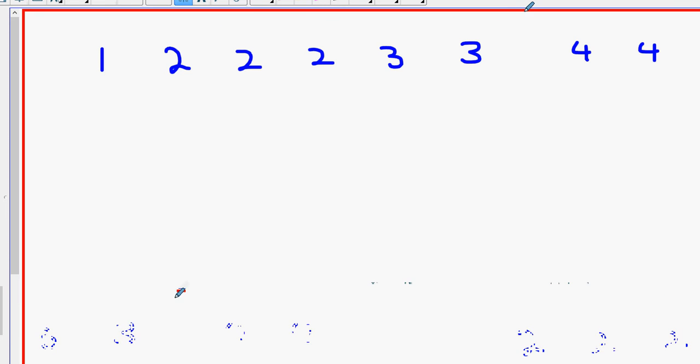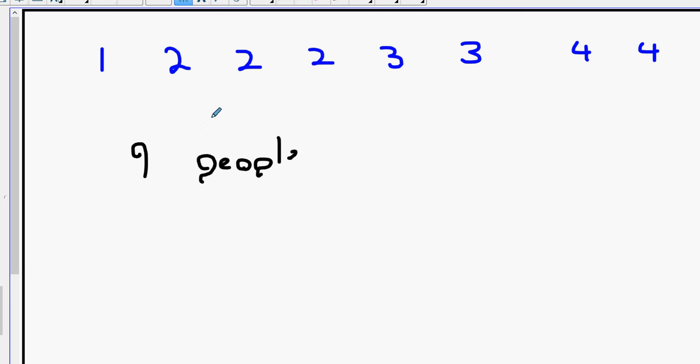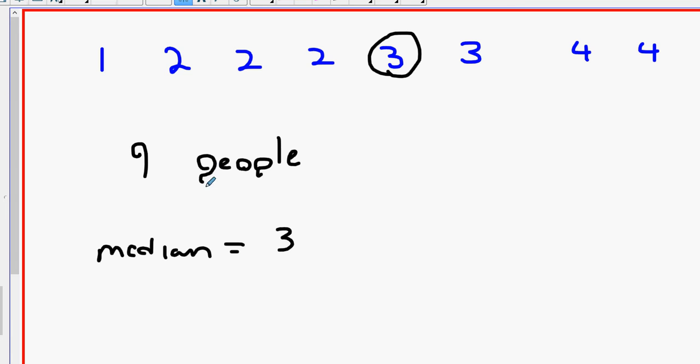Would you agree with 9 people? Is that okay with you guys? Okay. Now, because I arranged them in order of size, it's very easy to find out what the median is. What's the median, guys? It's 3, isn't it? It's the fifth person, right? 1, 2, 3, 4, 5. The median is 3. What's the mode? The mode is 2.